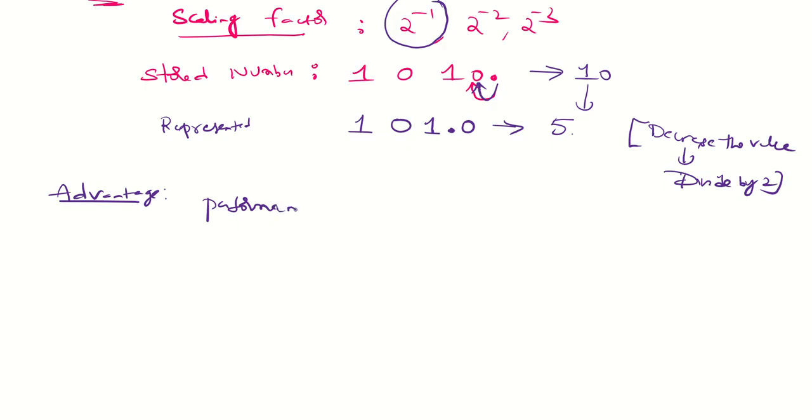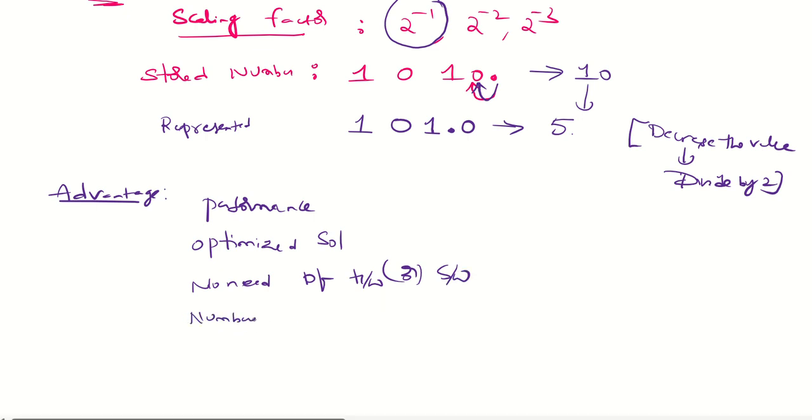And the next one is an optimized solution. It will be the optimized solution, and also there is no hardware or software required, no need of any hardware, and no software or any models are required. Coming to that, numbers are represented exactly, accurately.